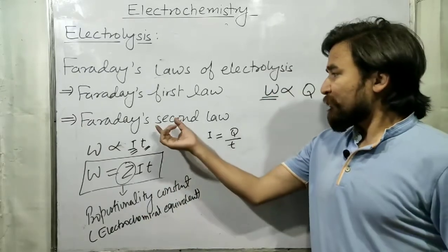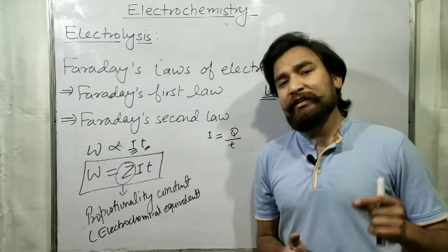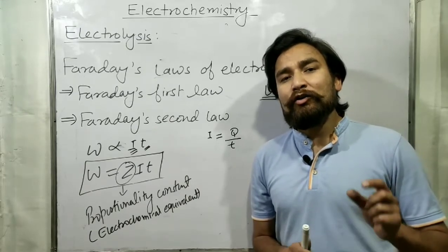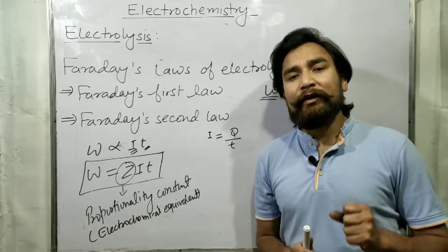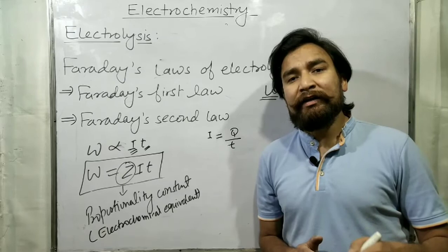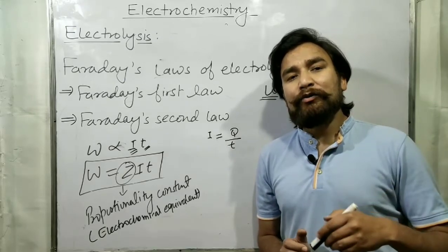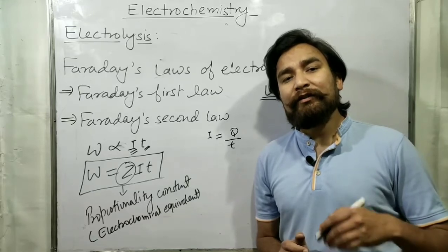Now, Faraday's second law says if the same amount of electricity is passed through the solutions of two different electrolytes, then the amount of substance deposited on the electrode is directly proportional to the equivalent masses of those substances.